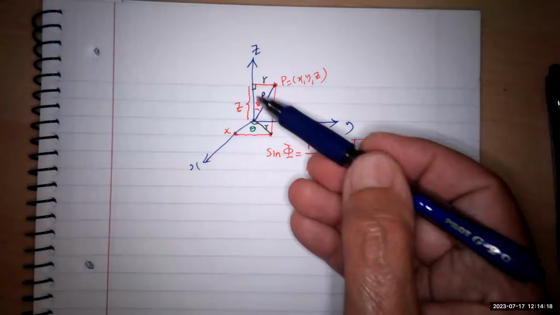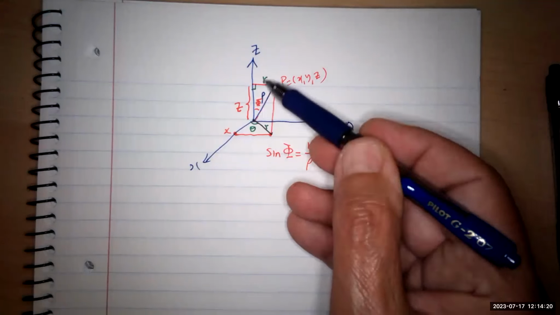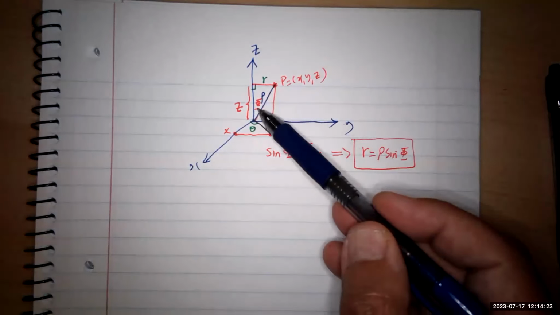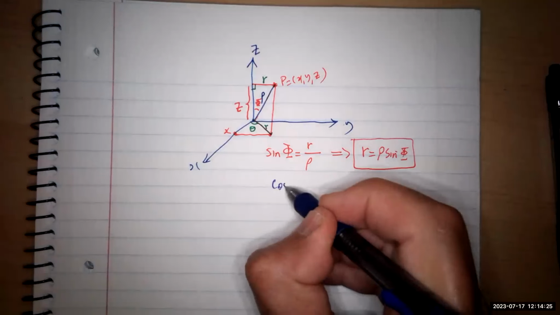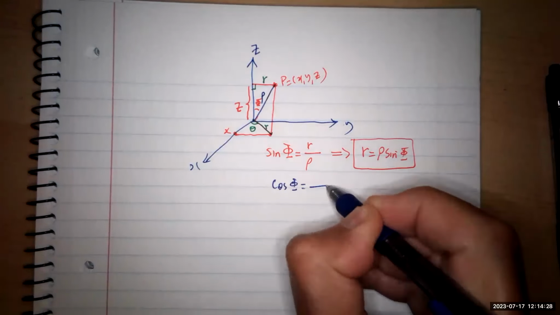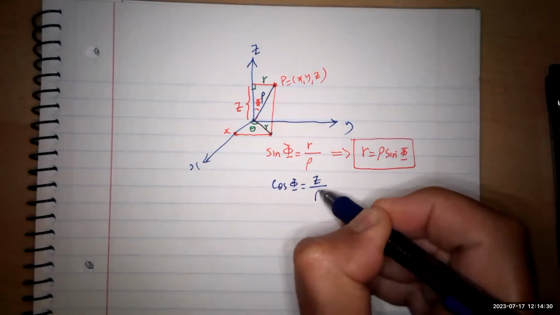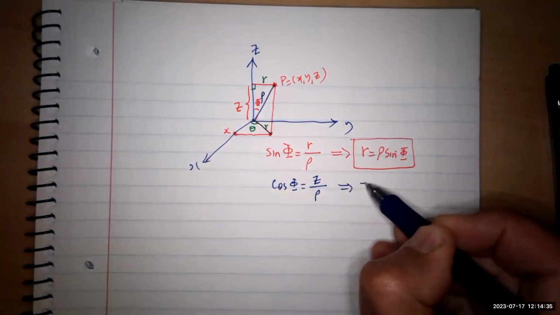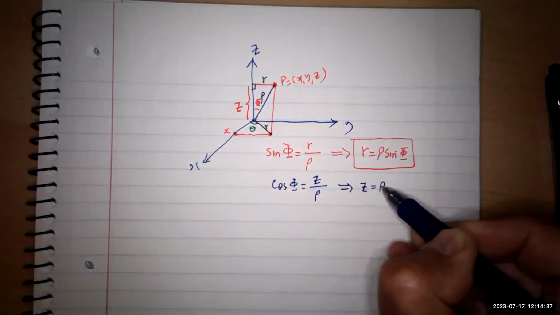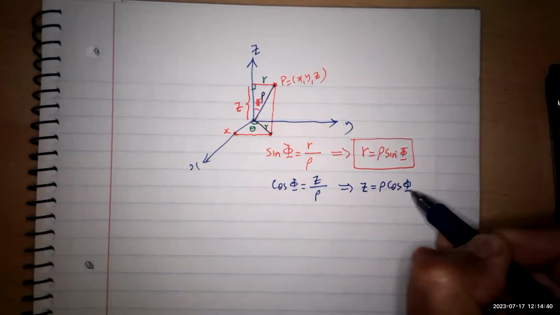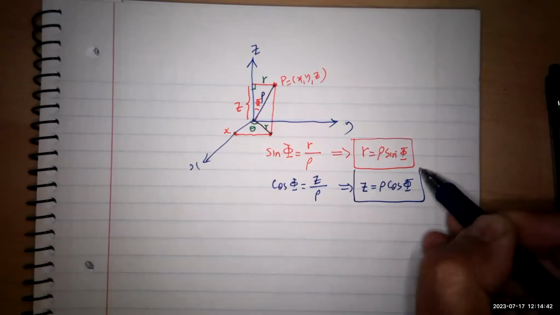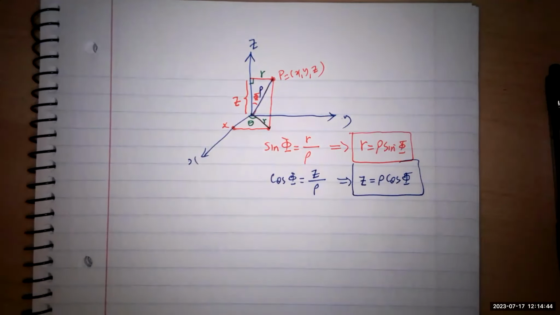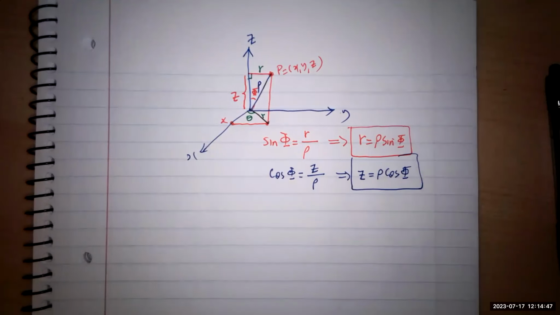Then I would like to get the z here. So z is the adjacent side, so I go with the cosine of phi. Cosine of phi is the adjacent side, z, over rho, which is the hypotenuse. You cross multiply it, and this is another formula: z equals rho cosine of phi. We are going to use the polar form and these two together to get the relationships for the spherical coordinates.